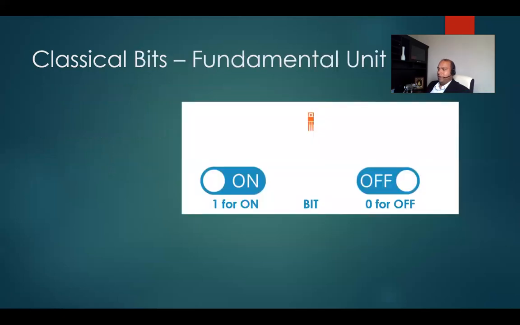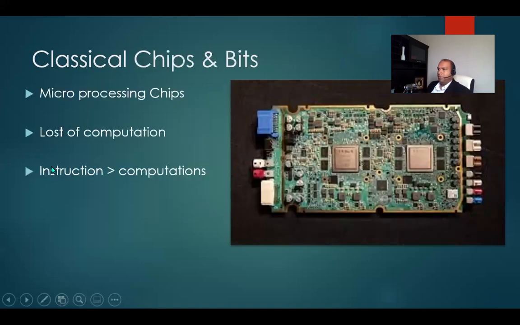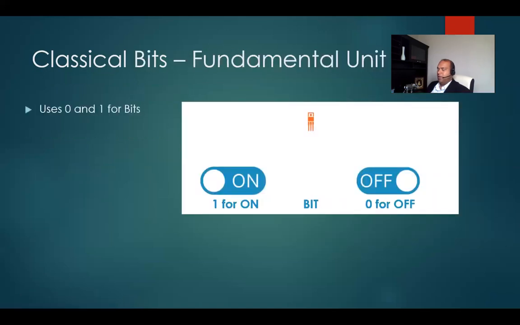So, classical bits are a fundamental unit. As you can see, we talked about the instructions, and the instructions and the computations that need to be done have to be done in bits. In the classical case, a bit is either on or off. It cannot be on and off at the same time. An analogy is this radio toggle: you cannot say it's on and off at the same time. Either it's on or it's off. We'll have a better light switch analogy later, but just think of this for now.